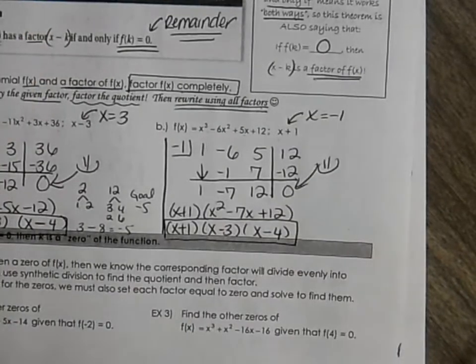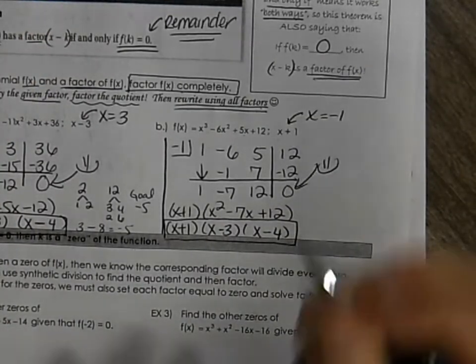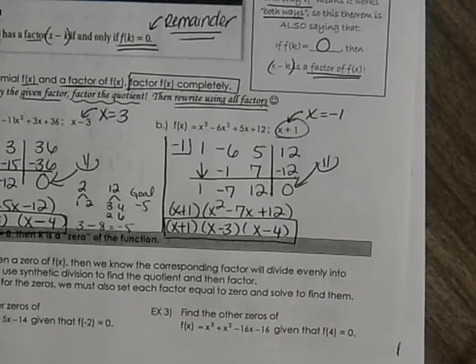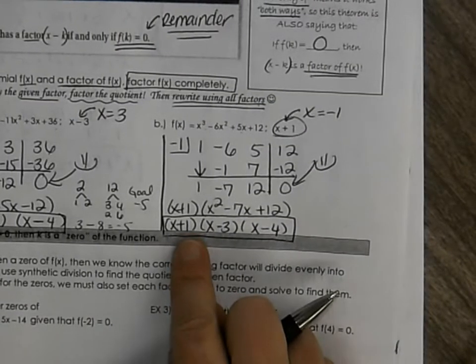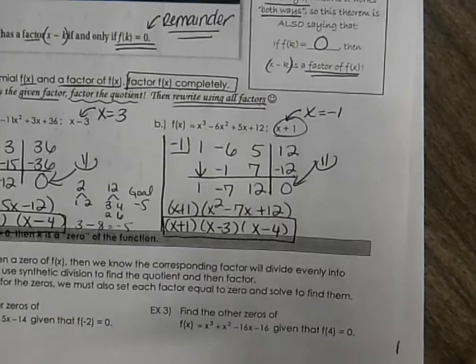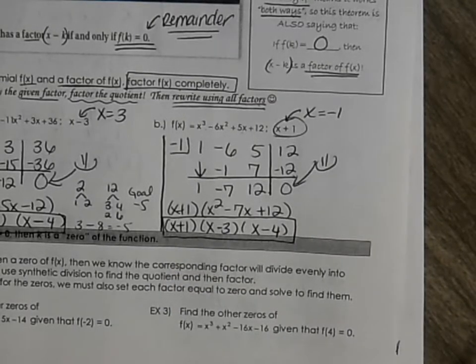So the thing that I want you guys to keep in mind is whenever they ask you to factor completely, they already gave you one parenthesis, and that parenthesis needs to be included in your final answer. If you're missing that parenthesis, then you're going to lose out on points, and I just don't want that to happen.